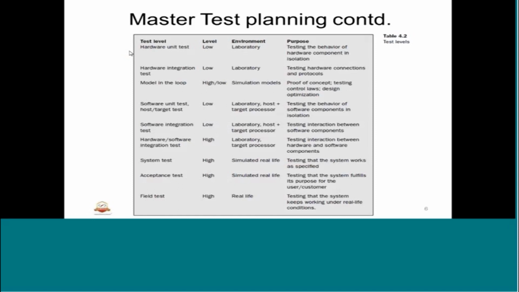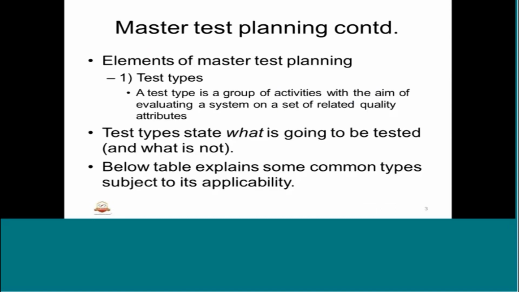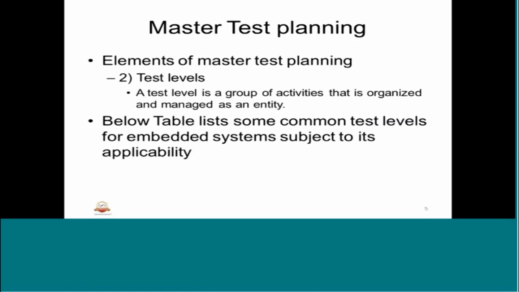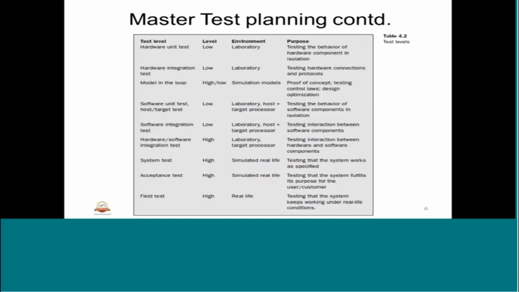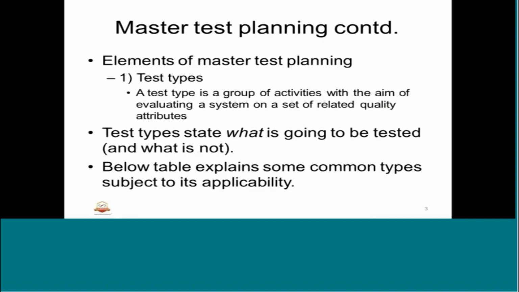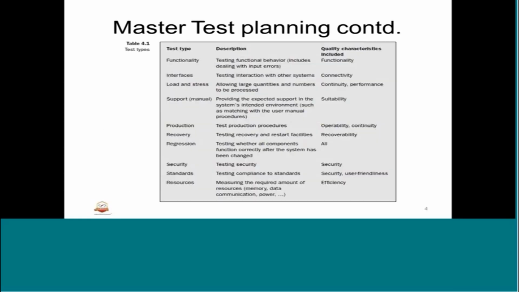So these are the test levels under master test planning. We have two things: test types, which deal with what is going to be tested and what is not going to be tested. We summarize all the groups of activities basically to evaluate the quality attributes. Then we have the levels. All these attributes have been defined, and how they are going to be tested means at what level you are going to test it. Let's say model-in-the-loop, or software integration, or hardware-software integration, system test, or a component test. All this will be considered for master test planning.